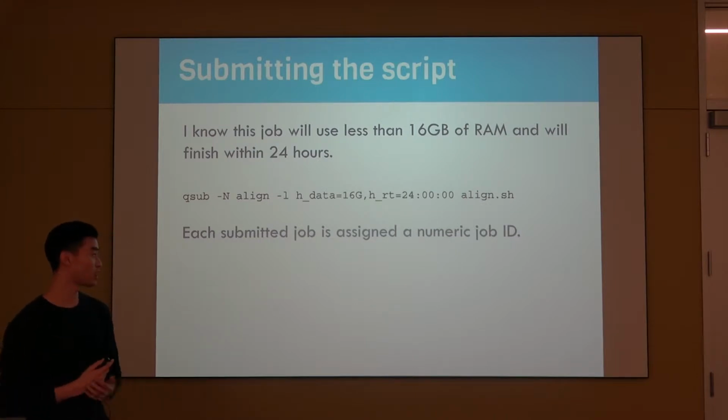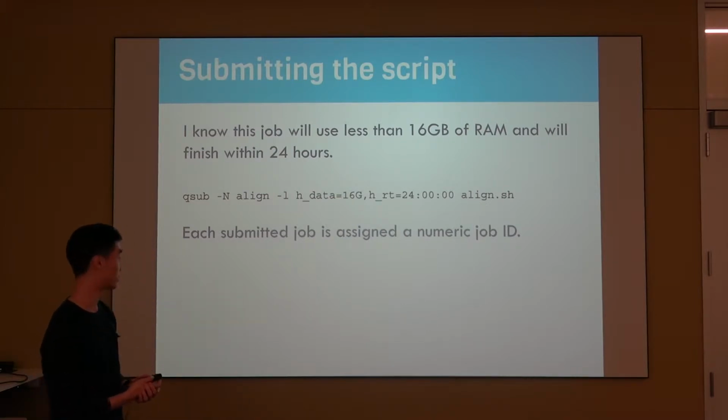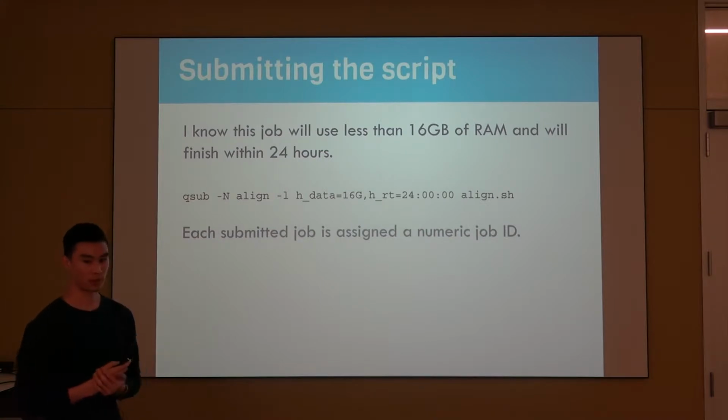And then when you submit a job, you get a numeric job ID. This is anywhere from 1 digit to, I've seen it go to 9 digits, but it gets reset every time they update the scheduler. And this will be important for some of the other options I'll discuss for qsub.